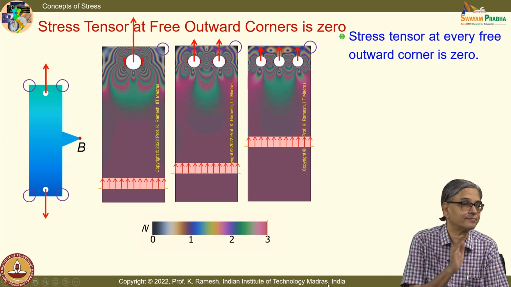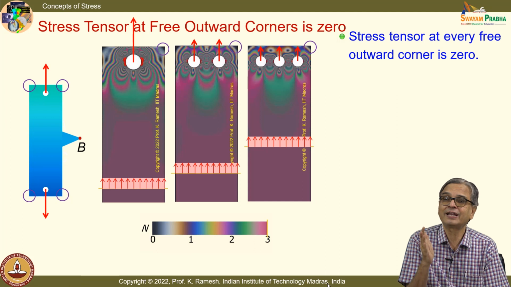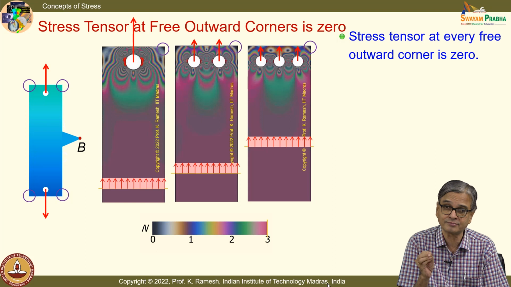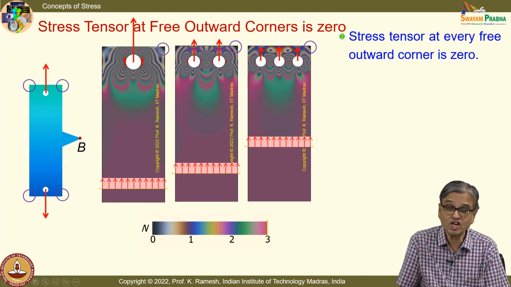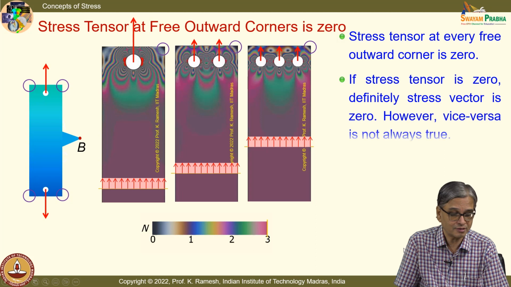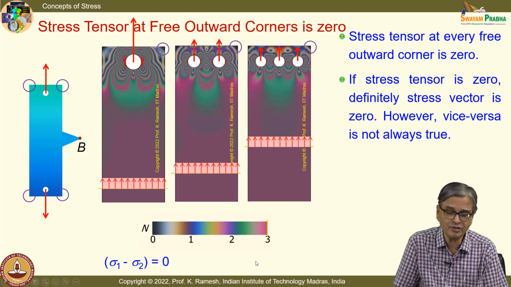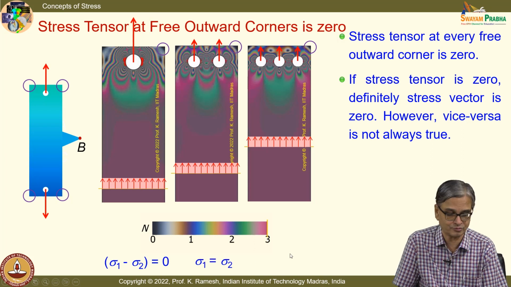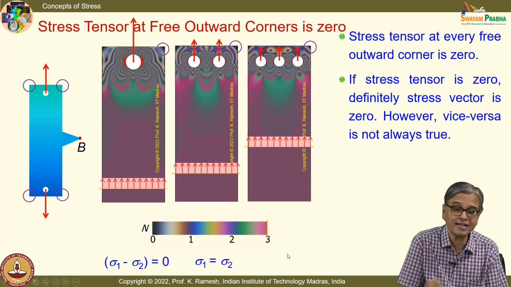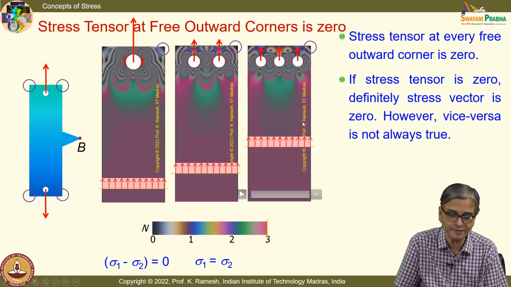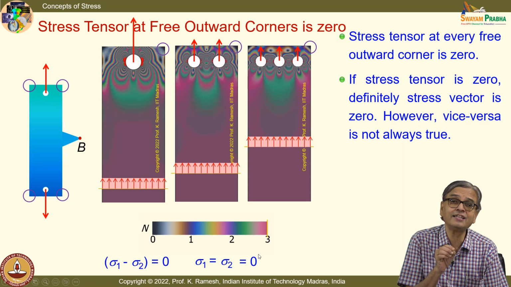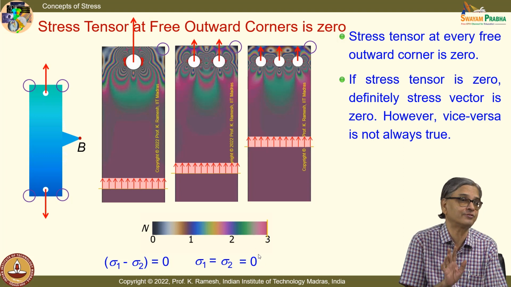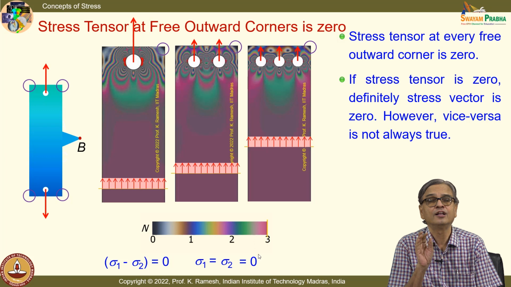Black starts at 0. And we have also looked at, when I say a fringe order, it only indicates sigma 1 minus sigma 2. It does not say sigma 1 or sigma 2. So when I have this, I will have sigma 1 minus sigma 2 equal to 0. It only implies sigma 1 equal to sigma 2. And in this specific case, when I am looking at the free outward corner, individually these magnitudes are also 0. This is an indirect check for you to verify your experiment.